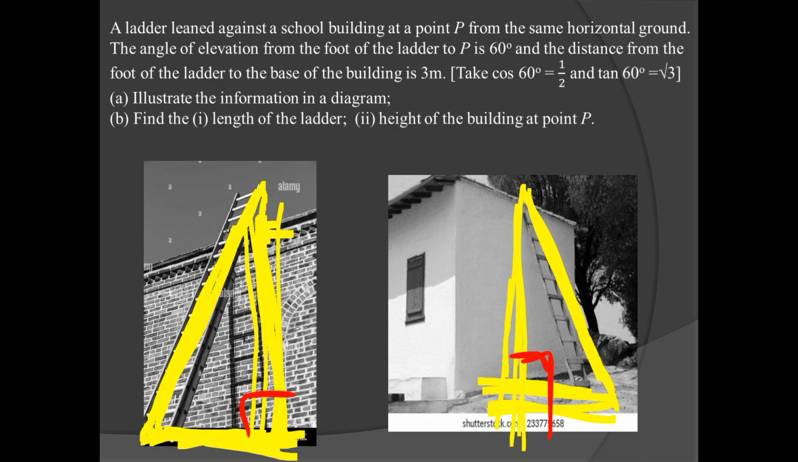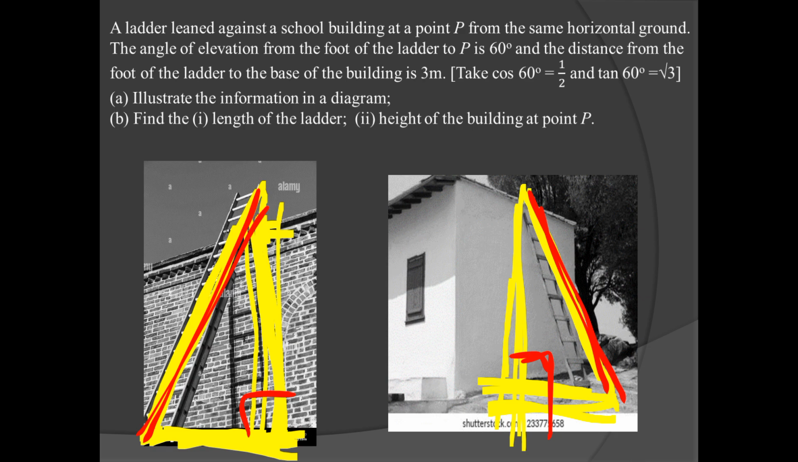Okay, now A says we should illustrate it on a diagram, so that's what we are going to draw. And then B says we should find the length of the ladder. So you are going to find the length of the ladder this side. That means you are finding the hypotenuse. Simple. And then the second part says you find the height of the building at point P. Where is point P? A ladder leans against a school building at a point P.